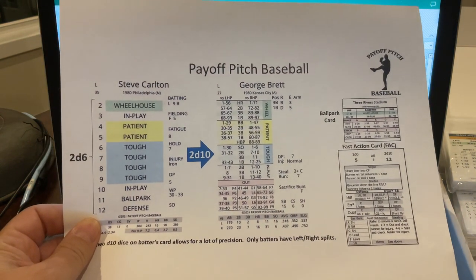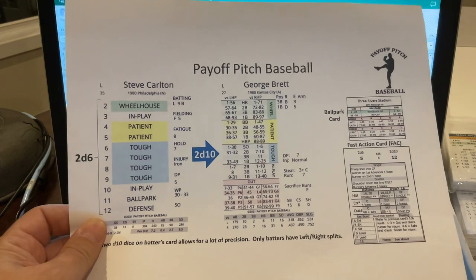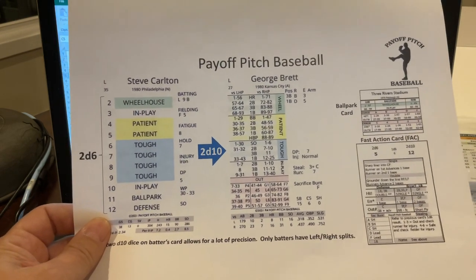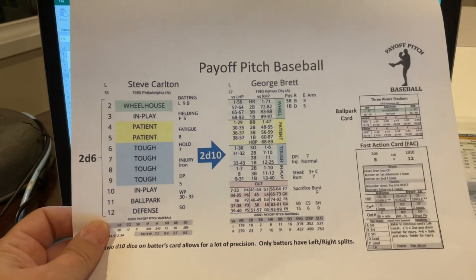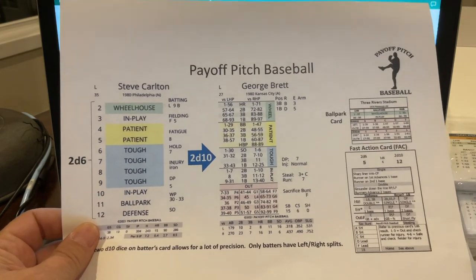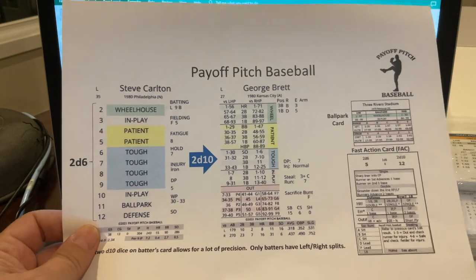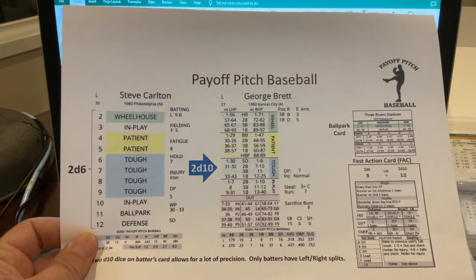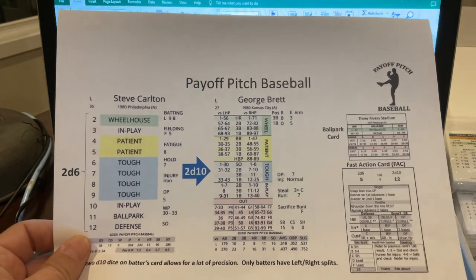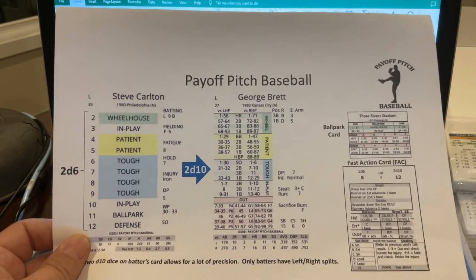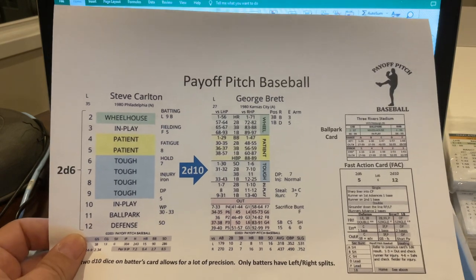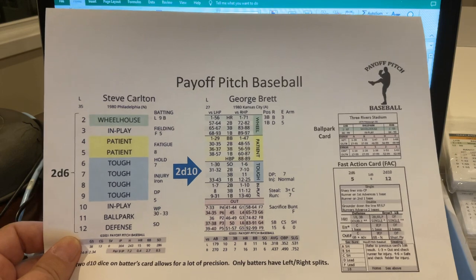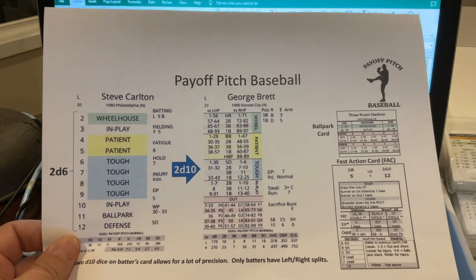And so you see an example of a pitcher on the left, Steve Carlton. So what you do is you roll two traditional six-sided dice. From that, you determine which section on the batter's card you're going to look at. And so there's four major sections, as you can see here. One is wheelhouse, one is in play, one is patient, and one is tough. There are also two at the bottom that aren't on the batter card. One's called ballpark and one's called defense.